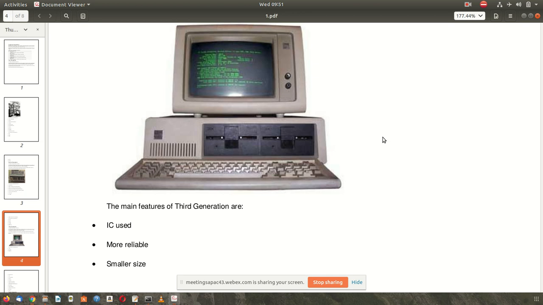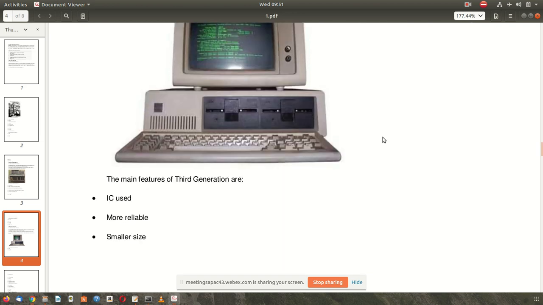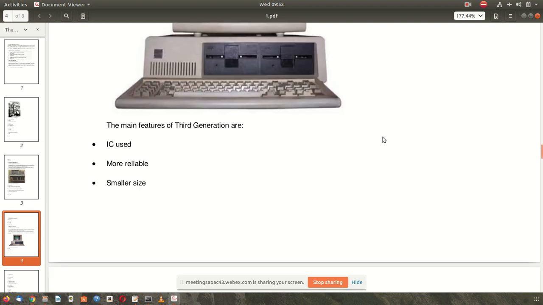It is called IC. One IC can contain many transistors. So the size of the transistor got reduced. Remember that black color electronic component used in the second generation, the transistor. If you reduce its size, then you can put many transistors inside an IC. That was the technology used in the third generation.